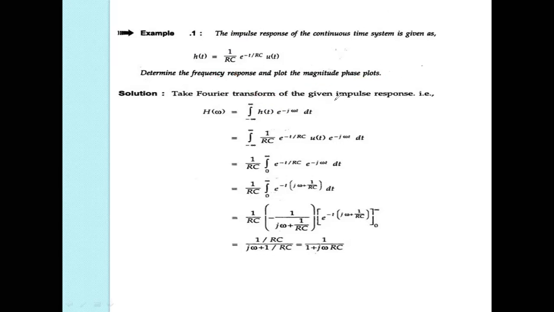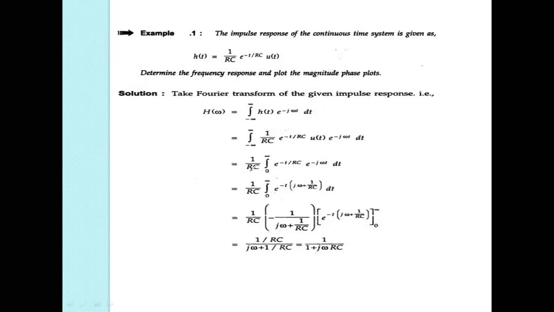Take the Fourier transformation of the given impulse response. H of omega is the integral from minus infinity to infinity of h of t e power minus j omega t dt. Given h of t, you can substitute here: h of t is 1 by RC e power minus t by RC mu of t, times e power minus j omega t dt, as the definition of the Fourier transform.